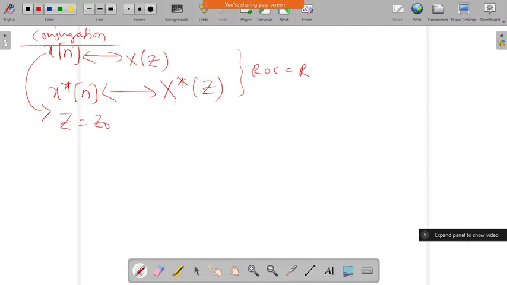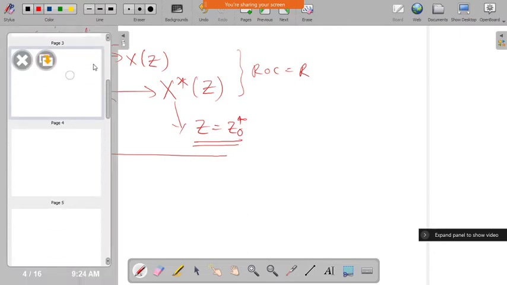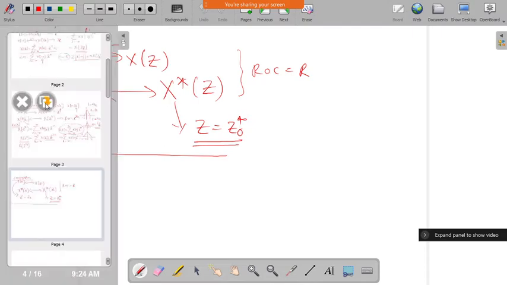Then in the complex domain also, it will take the complex conjugate of that point. So that is the complex conjugation of the signal. Just remember this result, no proof is required. So this is about the conjugation, and now we will go to the next important one, that is the convolution property.